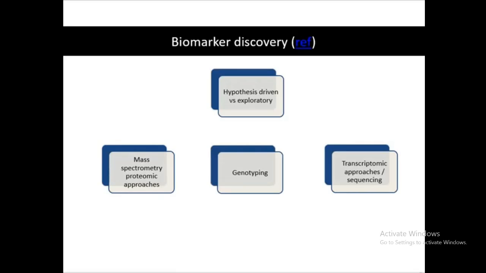And again, the options to go about doing this could be mass spec based methods, it could be genotyping, or it could be transcriptomic approaches. It could also be, if you're doing cytometrics, flow cytometry or immunohistochemistry or that type of thing. So immunocytochemistry.